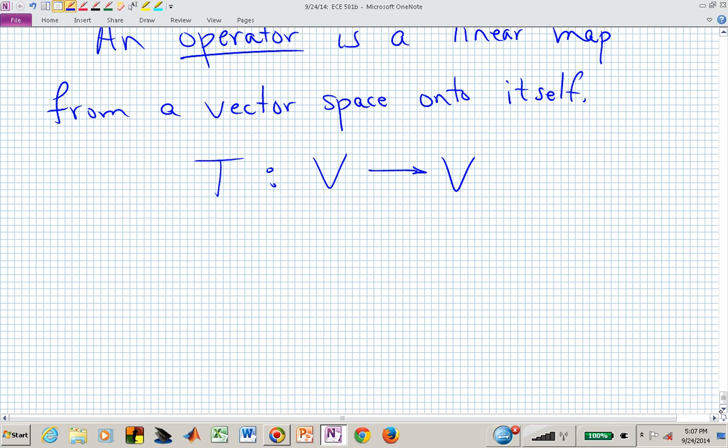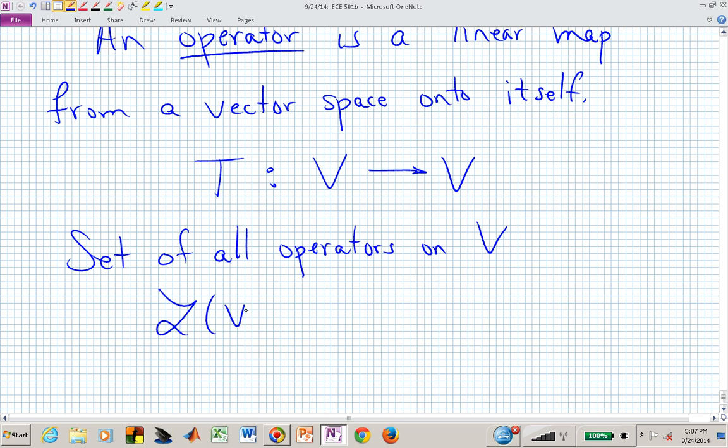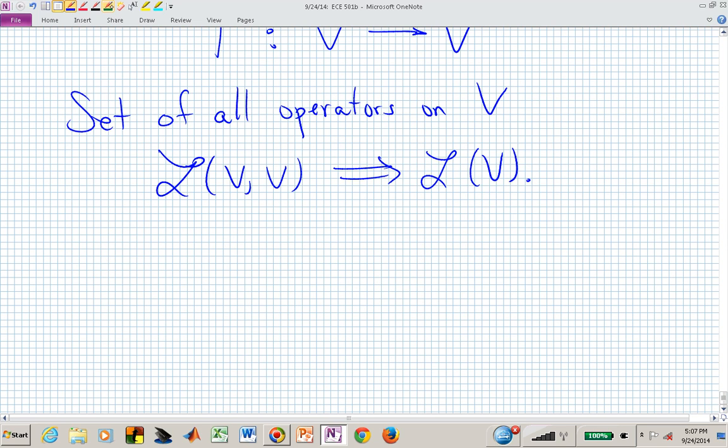And we may denote the set of all operators on the vector space V as the linear maps from V into V. We may just collapse that and say those are operators on V. And in general, the rest of this course is going to be concerned with operators, not so much linear maps, but operators.